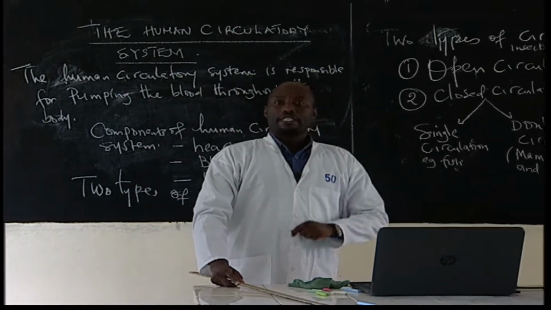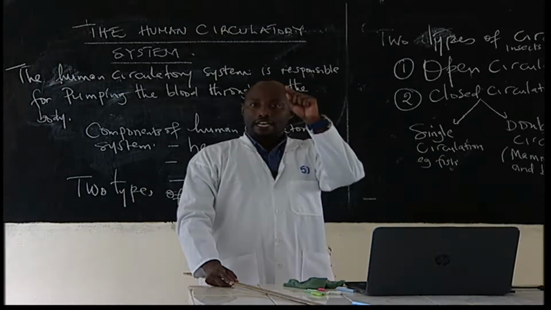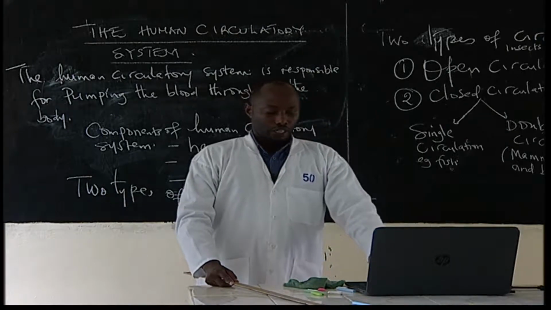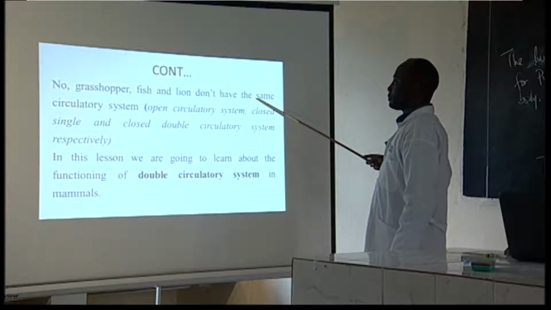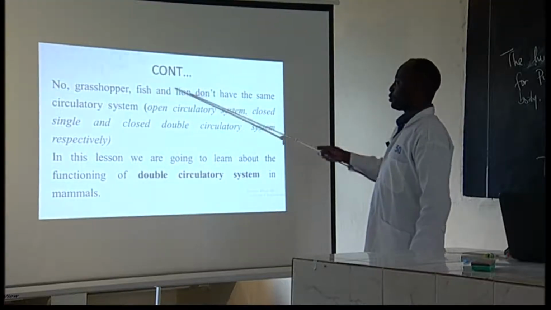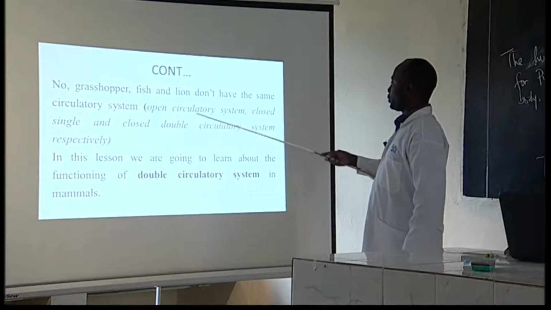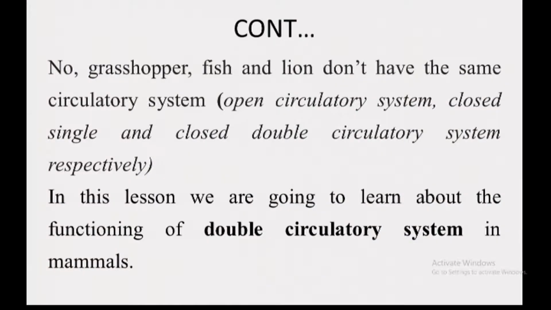I think you've got the answer. The answer is no, because they don't have the same circulatory system. No, the grasshopper, fish, and lion do not have the same circulatory system because one has an open circulatory system. I mentioned an open circulatory system is a system where the blood is in direct contact with the body cells, and they are collectively known as hemolymph.